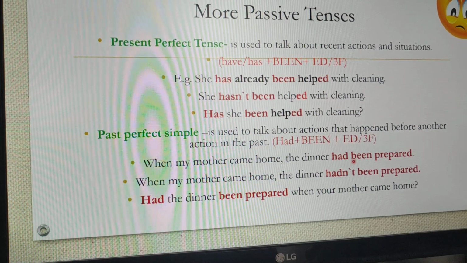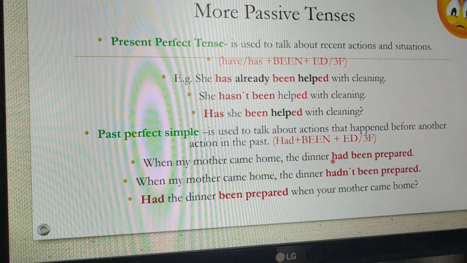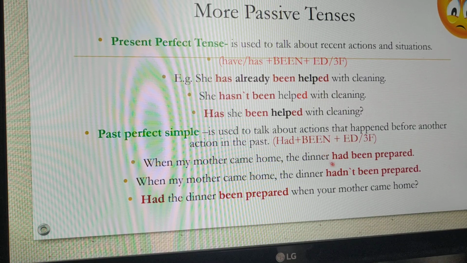That's right. The dinner had been prepared. So for the first action we use past perfect.